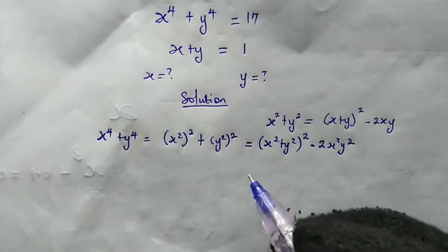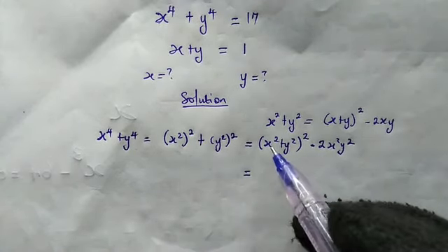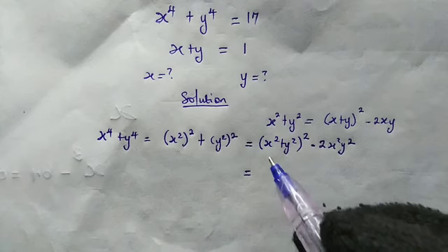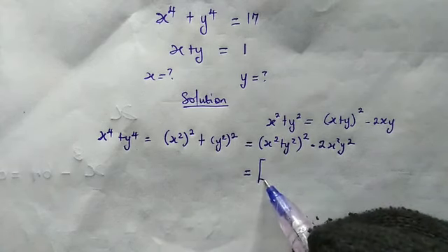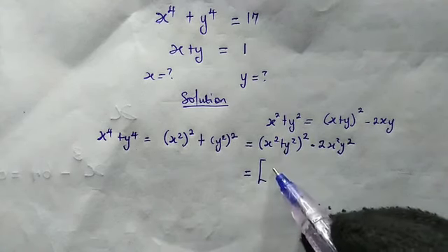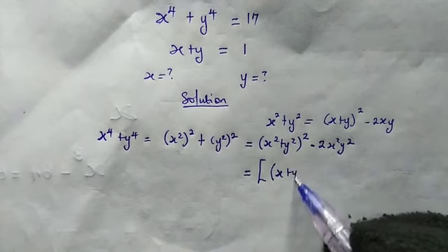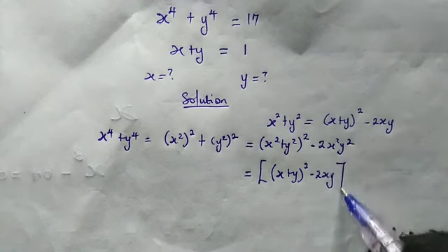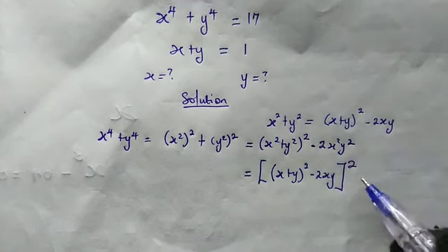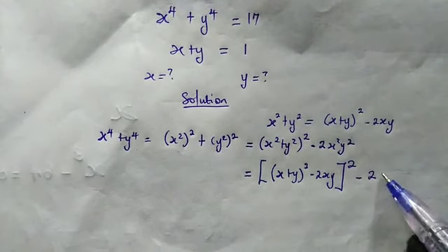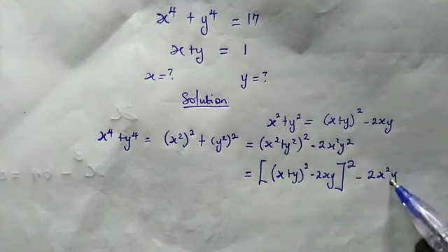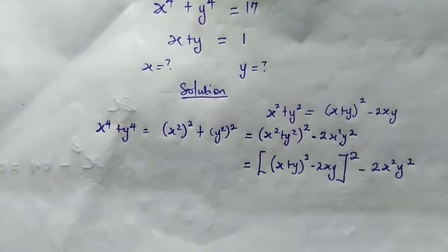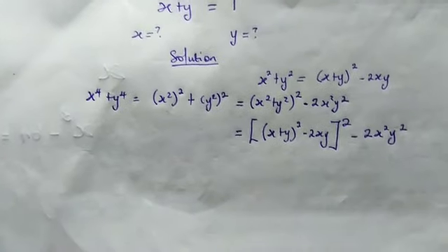So from here, exactly what is in this bracket is what is here. So we put a bigger bracket, and x squared plus y squared becomes (x plus y) squared minus 2xy. Do not forget that the whole of that is squared, and minus 2x squared y squared.